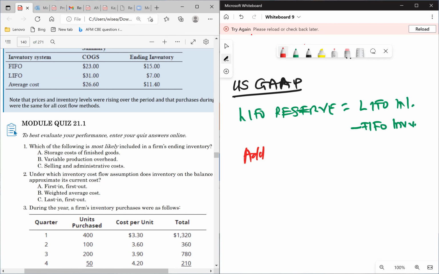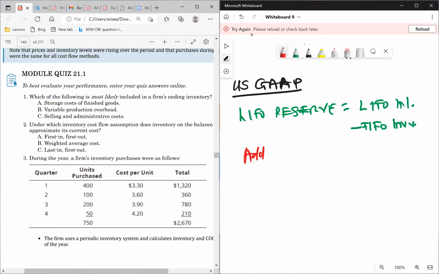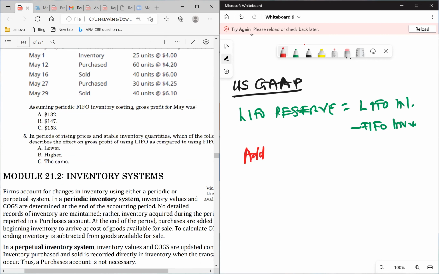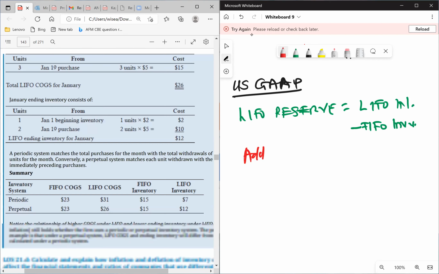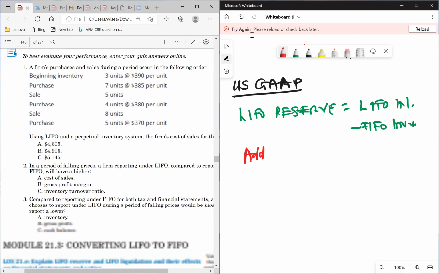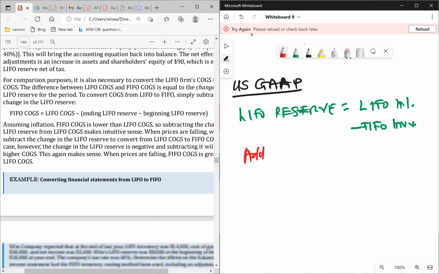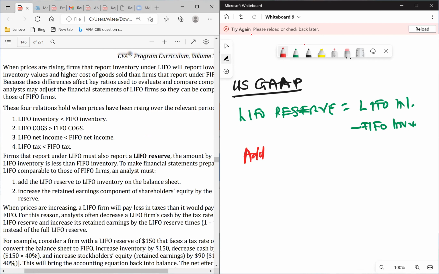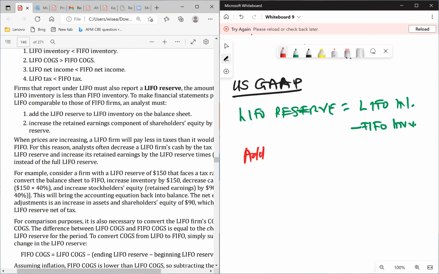Add the LIFO reserve to, let me see, just to confirm. So let's see, just for us to demonstrate, add the LIFO reserve to the LIFO inventory, and then increase retained earnings. With what? The LIFO reserve.